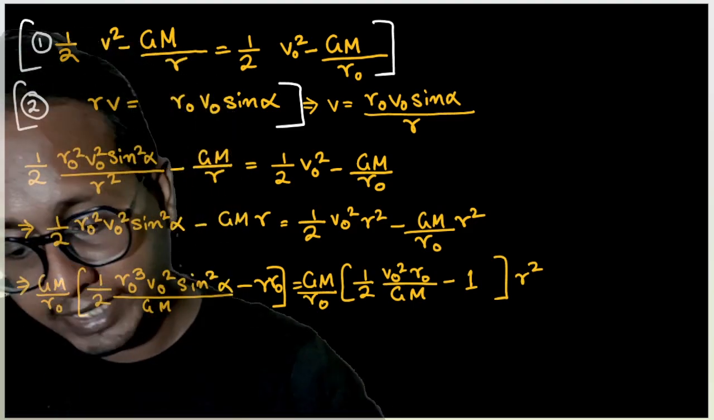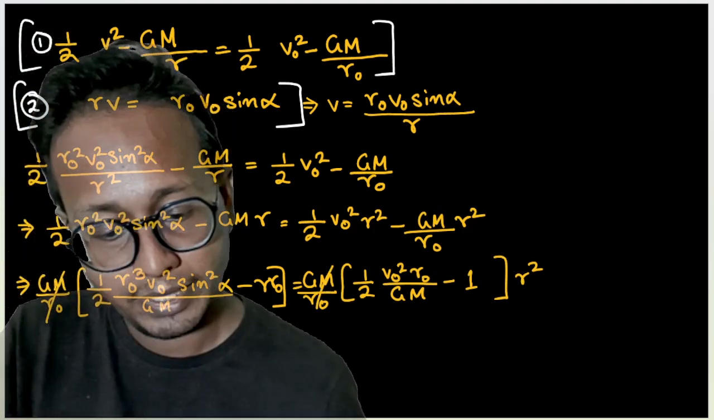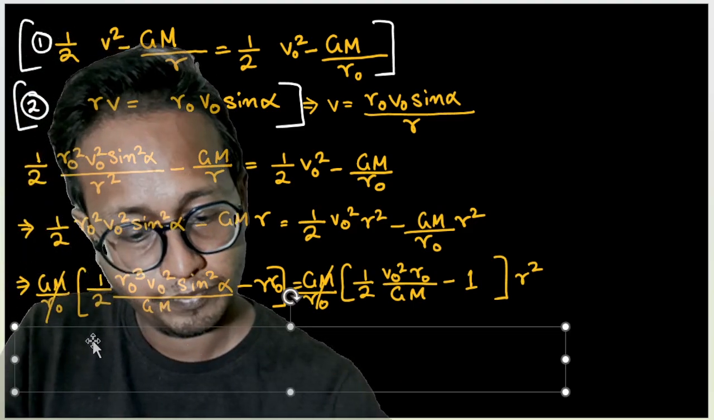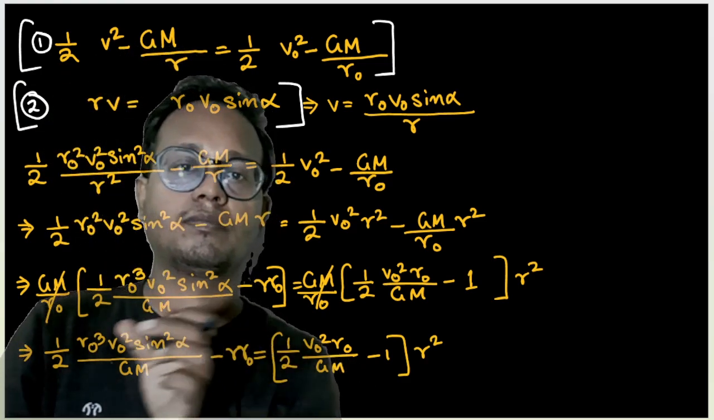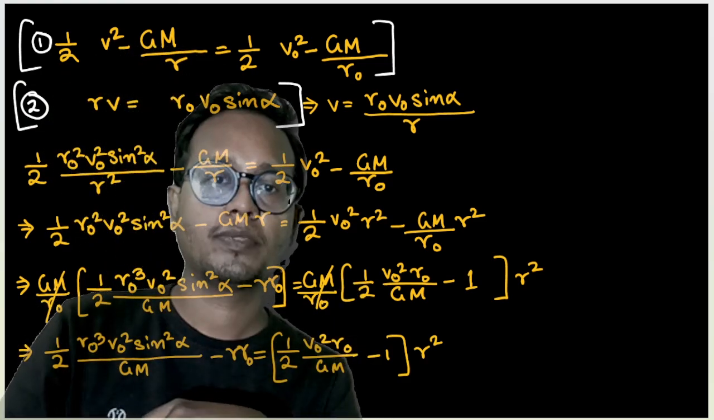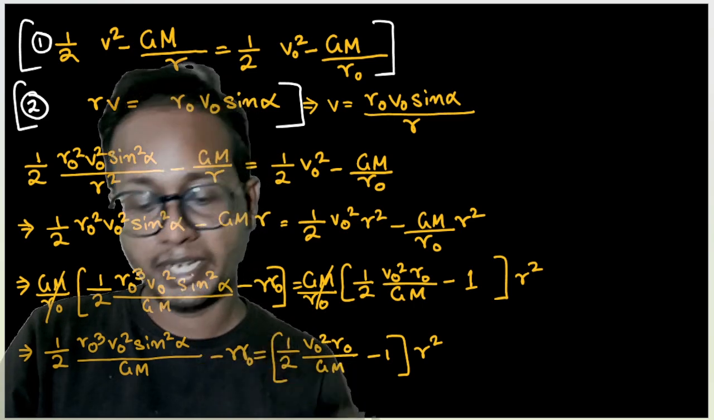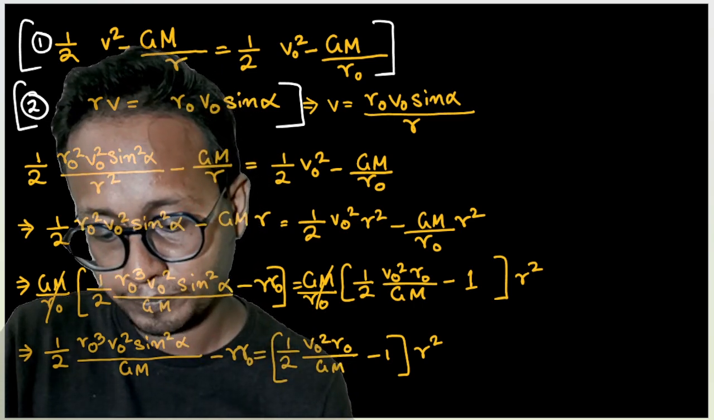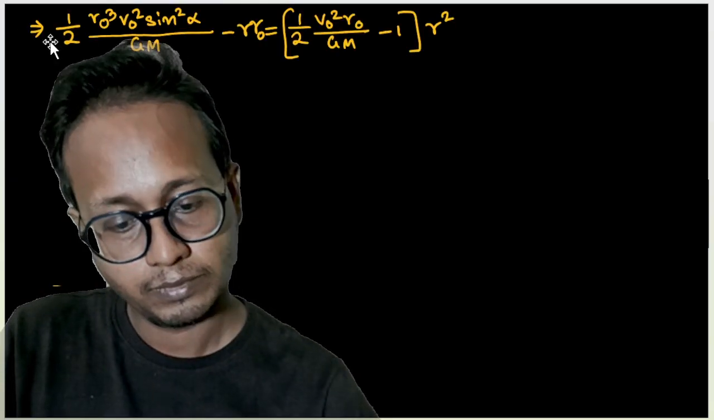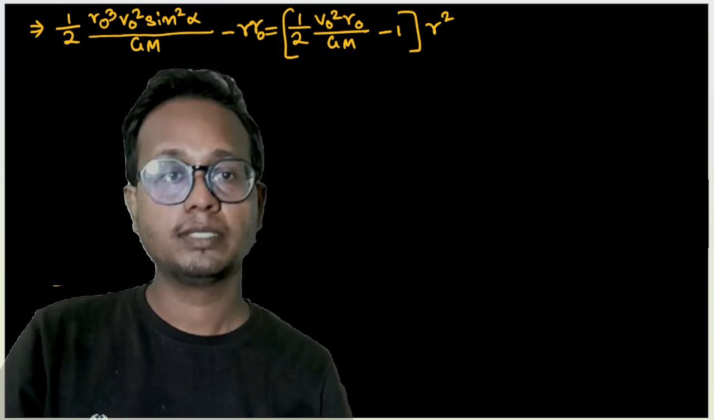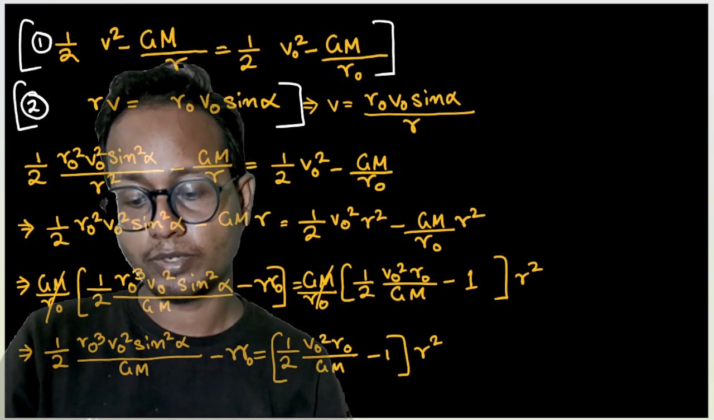Now when you cancel this GM by R naught, what will happen? The next step is we'll get this kind of equation. Okay, we get this equation. I just cancelled out the GM by R naught part. Now this equation I'll copy in the next page. So this is the equation that I got here.